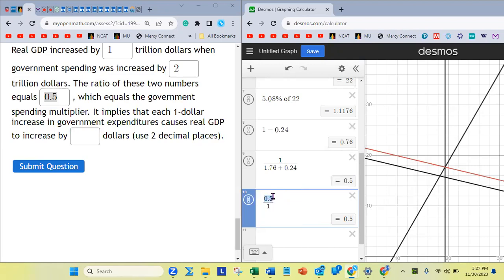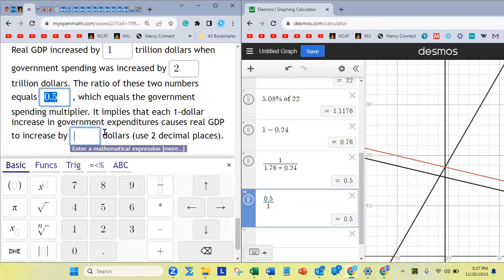The numerator is the increase in GDP, and the denominator is the increase in government spending. So if we increase government spending by $1, the multiplier says we're going to increase GDP by 0.5. So that's what we're going to answer here. The multiplier implies that each $1 increase in government spending, the denominator, causes real GDP to increase by the numerator, 0.5.